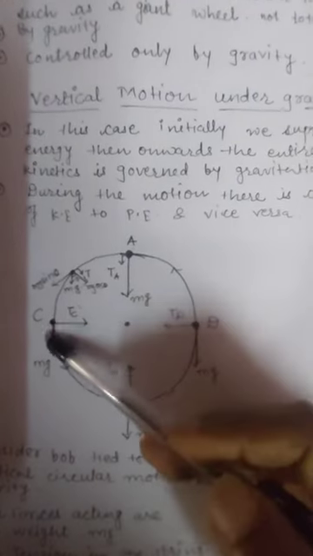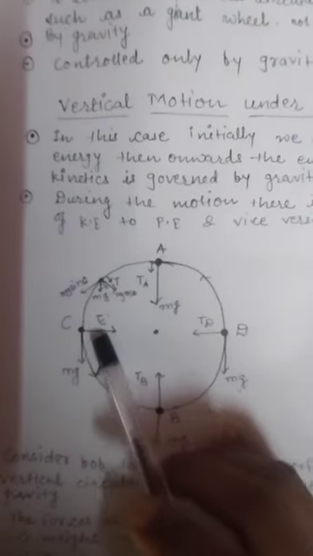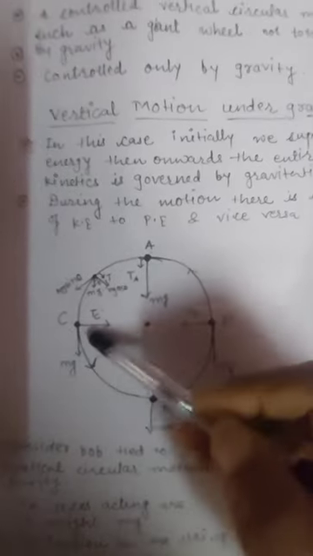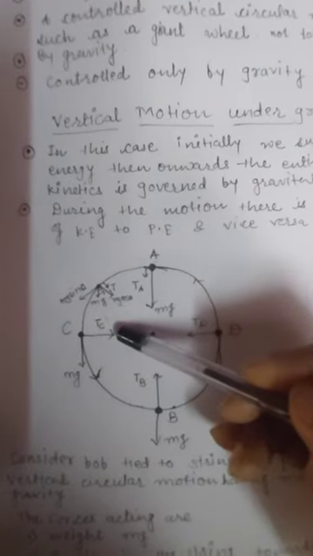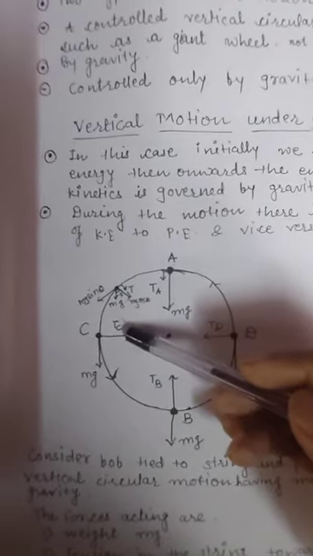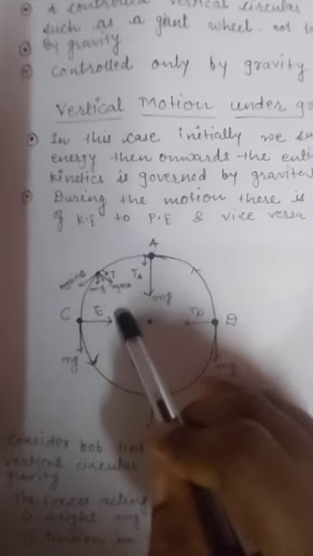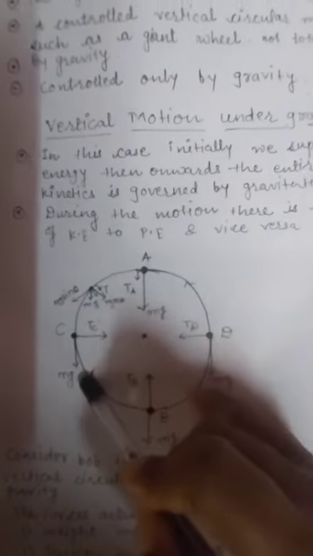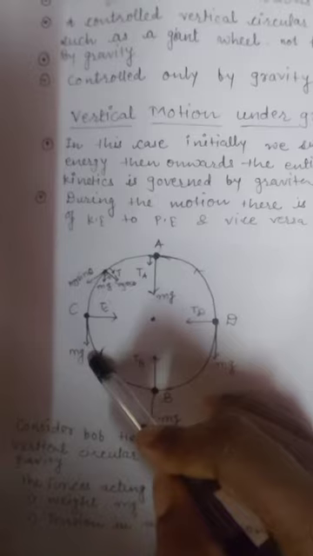As you see, the weight mg is acting perpendicular to the tension. The tension in the string is the resultant and centripetal force, and the weight mg is acting perpendicular to the tension in the string. So there is no other component which will cancel this. The centripetal force here is the tension in the string only, and the weight mg is acting vertically downward.